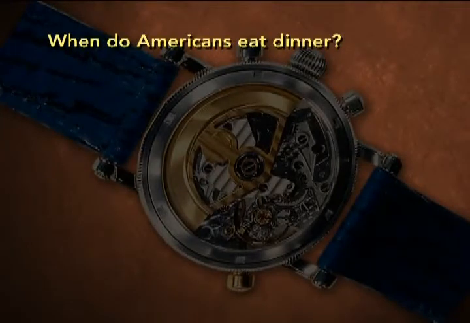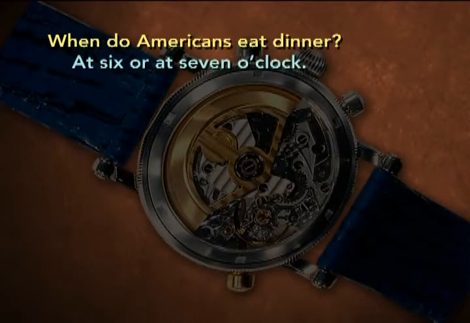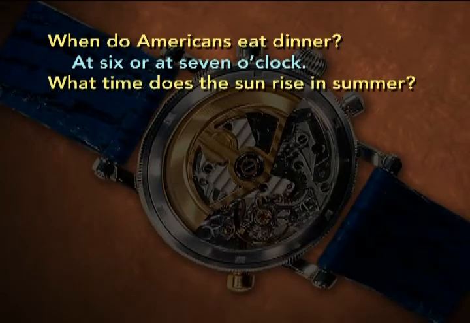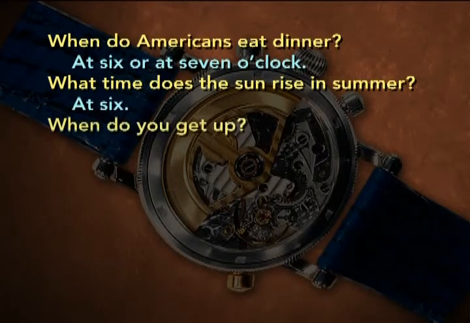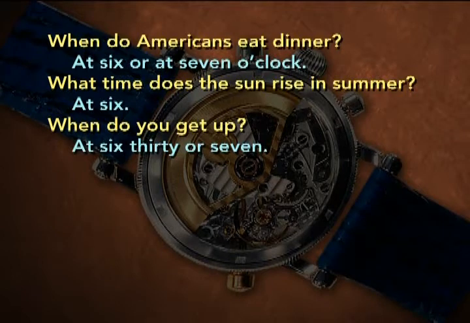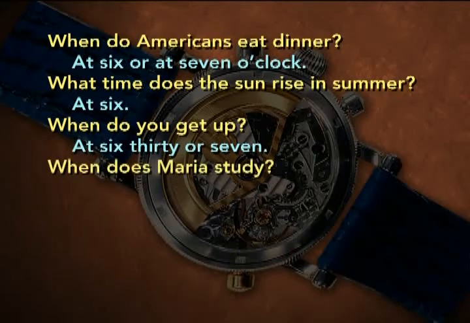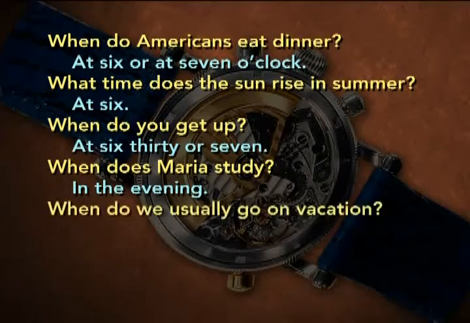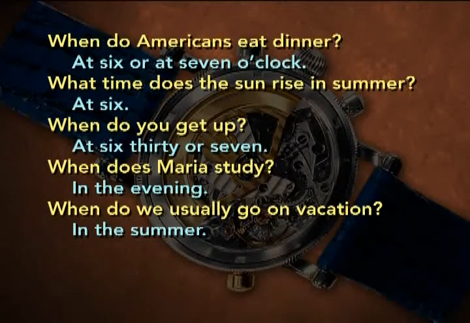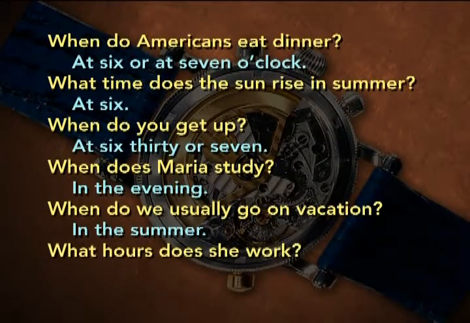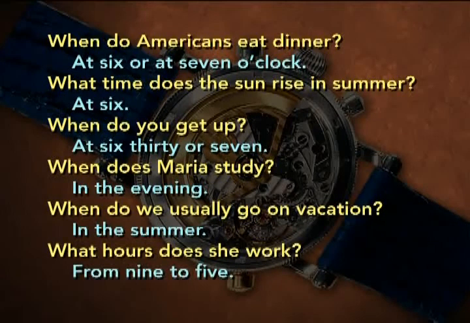When do Americans eat dinner? At 6 or at 7 o'clock? What time does the sun rise in summer? At 6. When do you get up? At 6:30 or 7. When does Maria study? In the evening. When do we usually go on vacation? In the summer. What hours does she work? From 9 to 5.